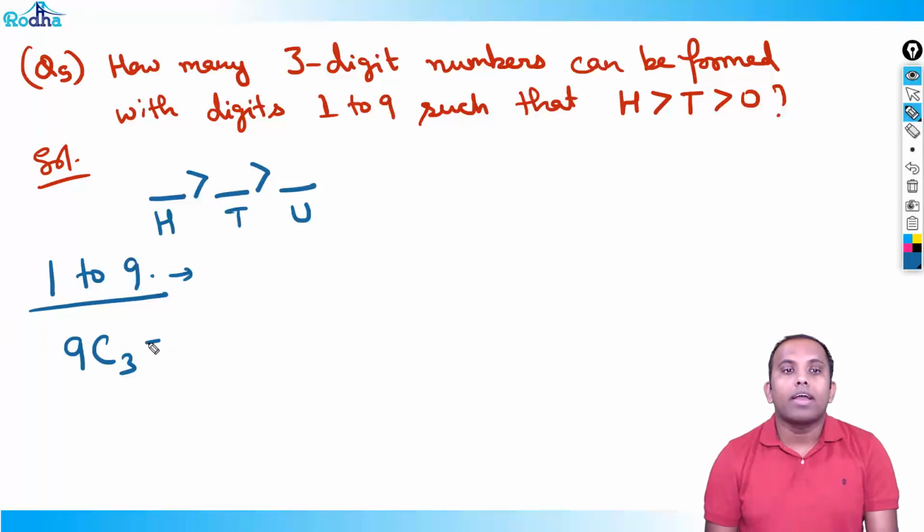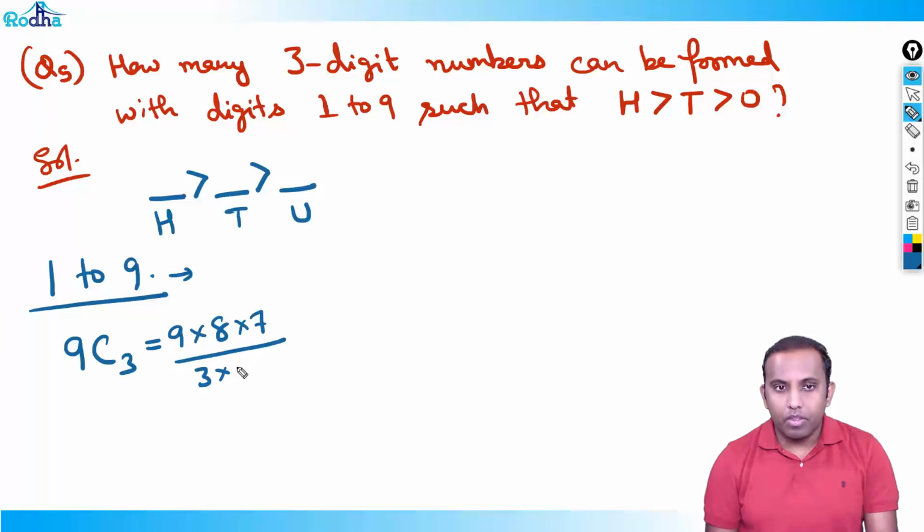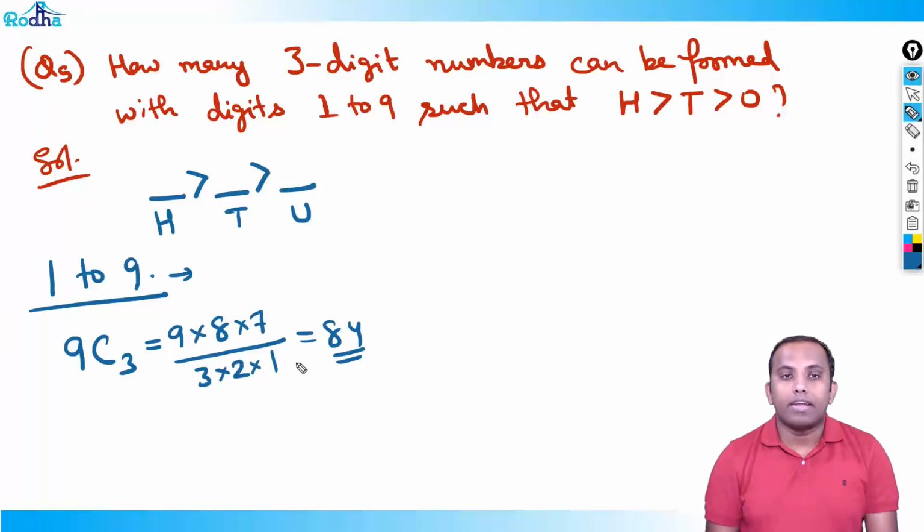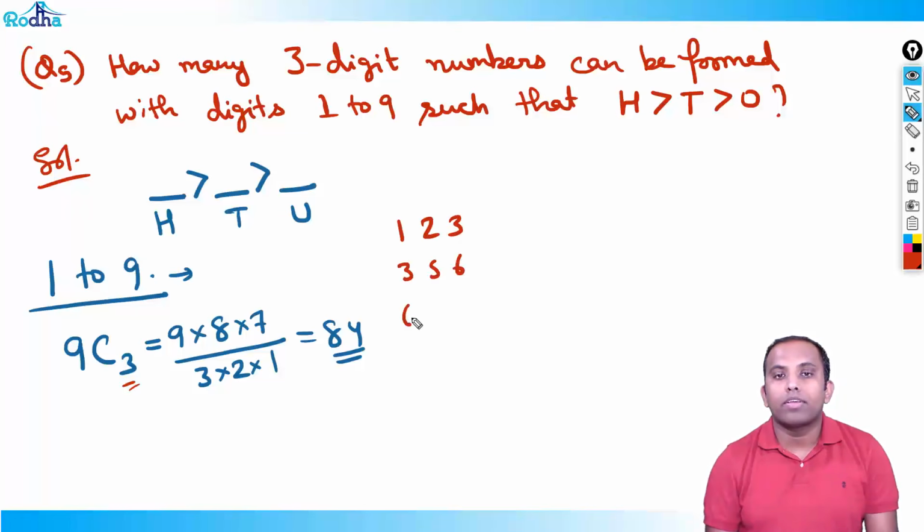Now what does 9 C3 mean? What is the value of 9 C3 first? The value of 9 C3 is 9 into 8 into 7 divided by 3 into 2 into 1. So that is 84. 9 C3 is 84, right? That means we can make 84 such groups. Out of 9 numbers available, I can make 84 groups of 3 numbers each, like 1, 2, 3 or 3, 5, 6 or 6, 8, 9 or 8, 9, 6, in any order, right?